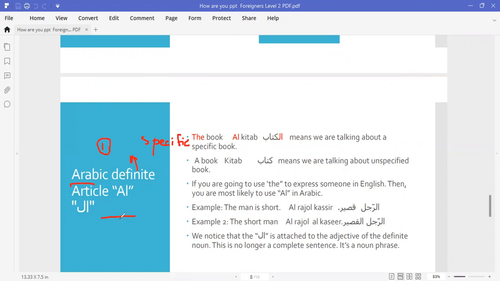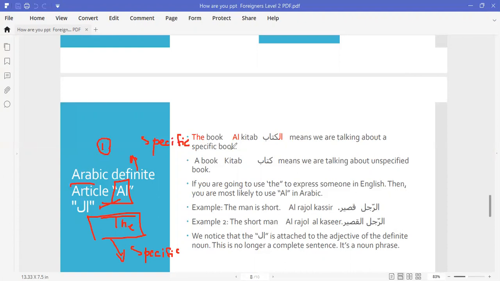We notice that when we use "the", we are talking about a noun that is specific, or we are specifying things. We need to know that "the" means "al" in Arabic. When we use al, it means we are talking about something specific. Al is made up of the alif, a, and the lam, la. So "the book" is al-kitab, where kitab is book. Here we are talking about a specific book.